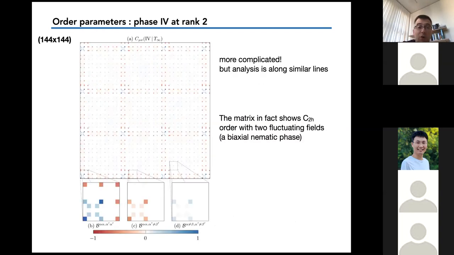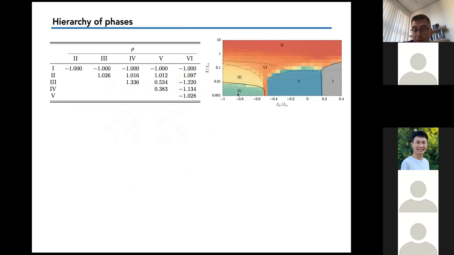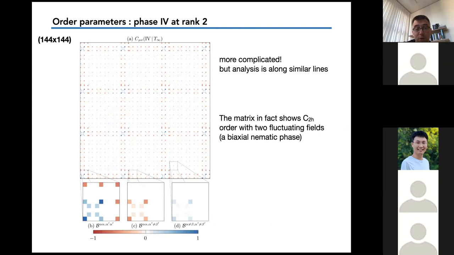Of course, at rank two, it's more complicated. Yeah? So to know the phase four, which is this one here, we have to go to rank two. Yeah? So now the matrix is 144 times 144, because I have to make tensors of rank two, 12 squared is 144. And now it turns out that there is again a kind of a structure that repeats itself. Yeah? So you see like super blocks, and within each super block, a certain pattern that kind of seems to repeat itself. And this is now what we have to analyze. And for instance, this super block here, it has entries on XX, YY, but also on XY, YX, and something on the Zs. Yeah?